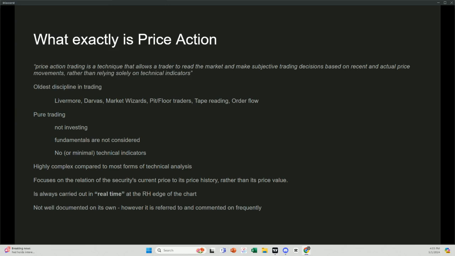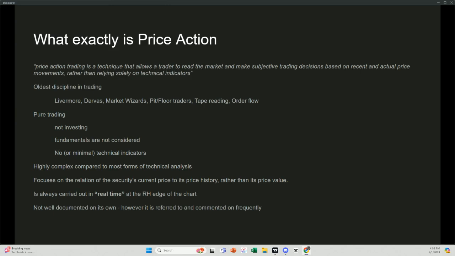Fundamentals are not considered at all when you're looking at price action, and there are either none or very minimal technical indicators in their modern form. At most, you'll get an average or two within it. It is highly complex compared to most forms of technical analysis, because you are looking at market participation and things like that. It's not simply waiting for a cross of an average or a technical indicator to show up, rather than down or any of that type of stuff. So it's more complicated and harder to master.